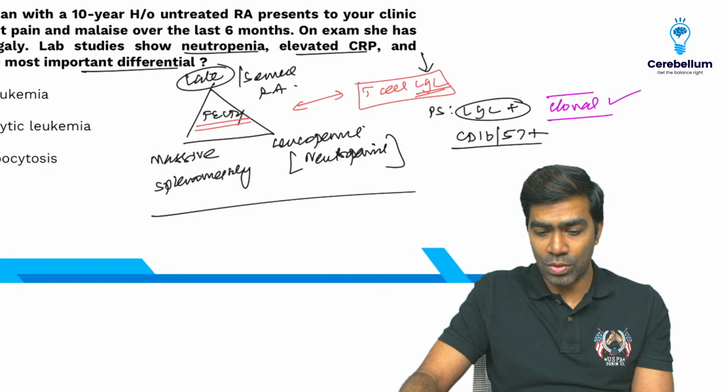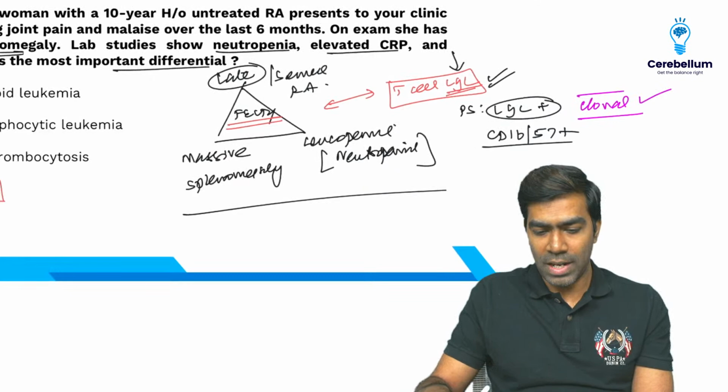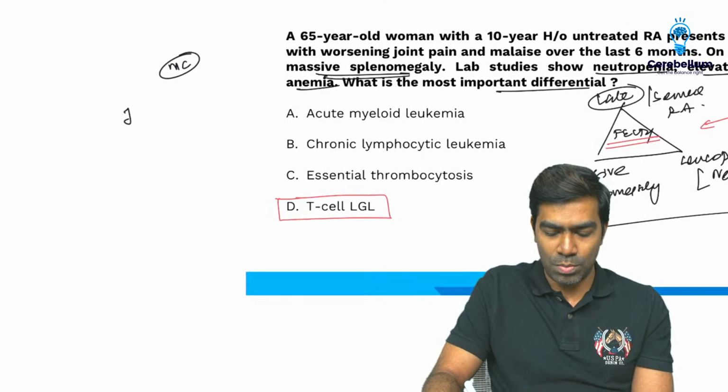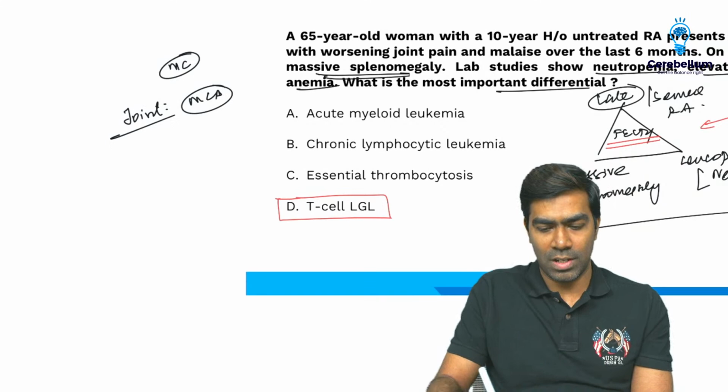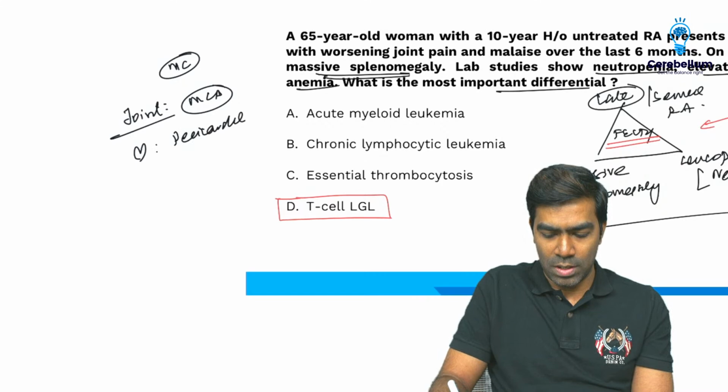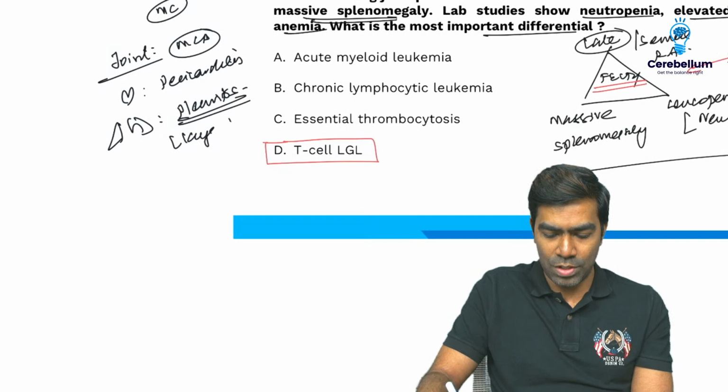But what is the most common malignancy in rheumatoid arthritis? So let me talk about the most common in rheumatoid arthritis. If you talk about the most common joint that is affected, it's going to be the MCP joint. Most common cardiac manifestation, pericarditis. Most common pulmonary manifestation, pleuritis. And many times they will have large pleural effusions.